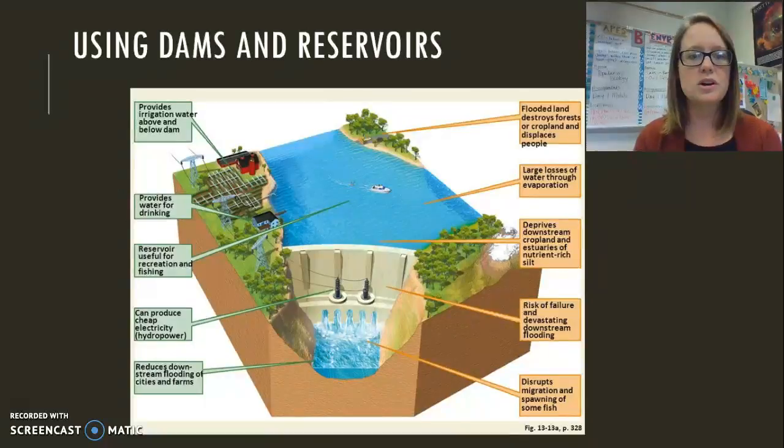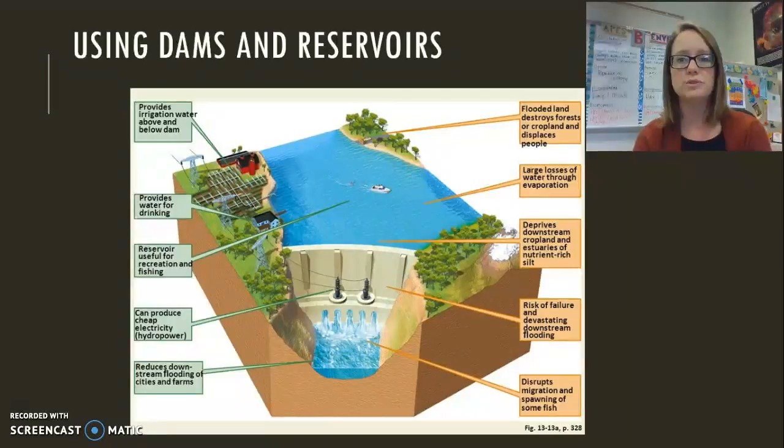Using dams and reservoirs, advantages: it provides water for irrigation and for drinking water. Reservoirs are useful for recreation and fishing. It can provide electricity, and it can reduce downstream flooding because we control the amount of water that goes through the dam. However, to build the dam, the reservoir is going to flood forests or croplands and displace people that were living in those areas.